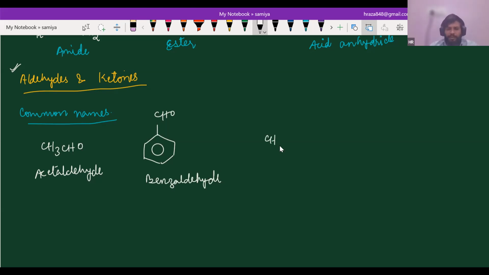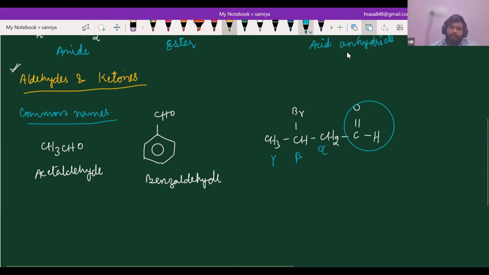There is another, this is CH3, this is CH, there is Br, and now this is your CH2, and this is your C double bond OH. Now you can see that this is your functional group. So this carbon, which is directly attached to the functional group carbon, is alpha carbon, this is beta, and this is gamma. And its common name will be very easy: beta bromo butyraldehyde. This is the common name of this.